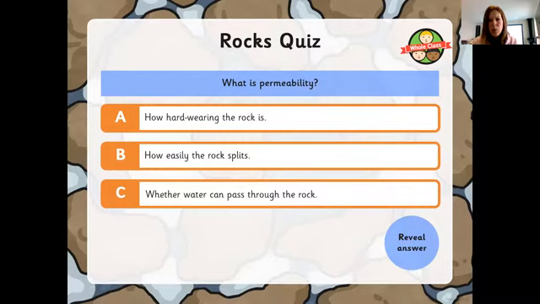So what does it tell us, permeability? Does it tell us how hard wearing the rock is? Does it tell us how easily the rock splits? Or does it tell us whether water can pass through the rock? What does it tell us? Which one are we going to be thinking about today? Yes, it's whether water can pass through it or not. That's what we mean by that word permeability. It's how easily the water is able to pass through the rock.